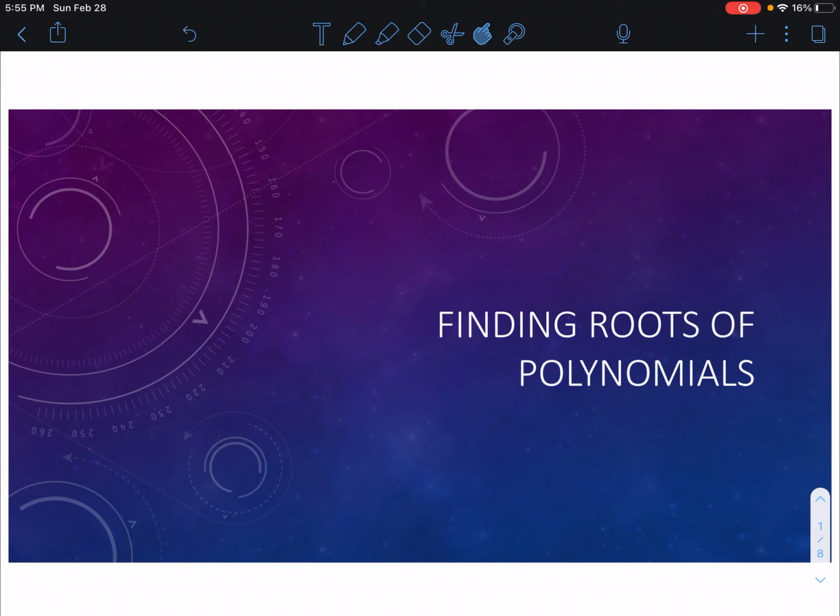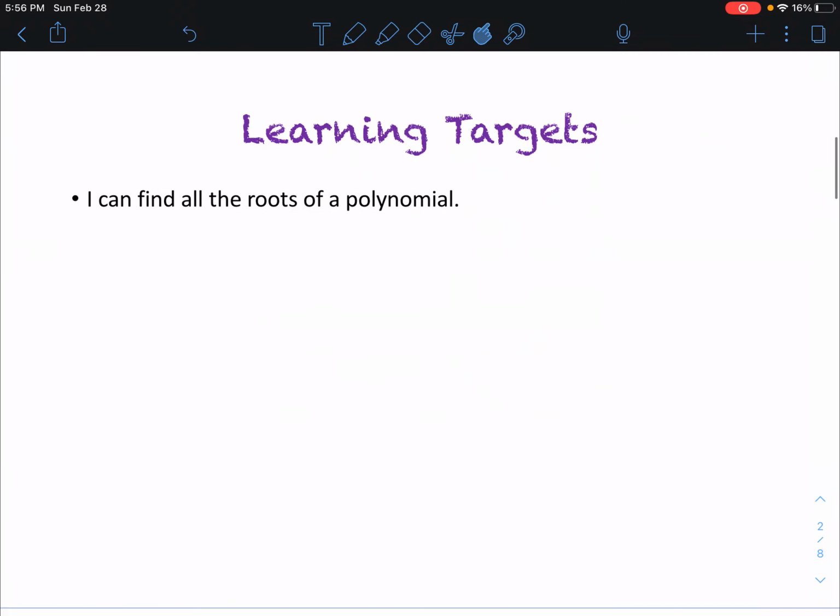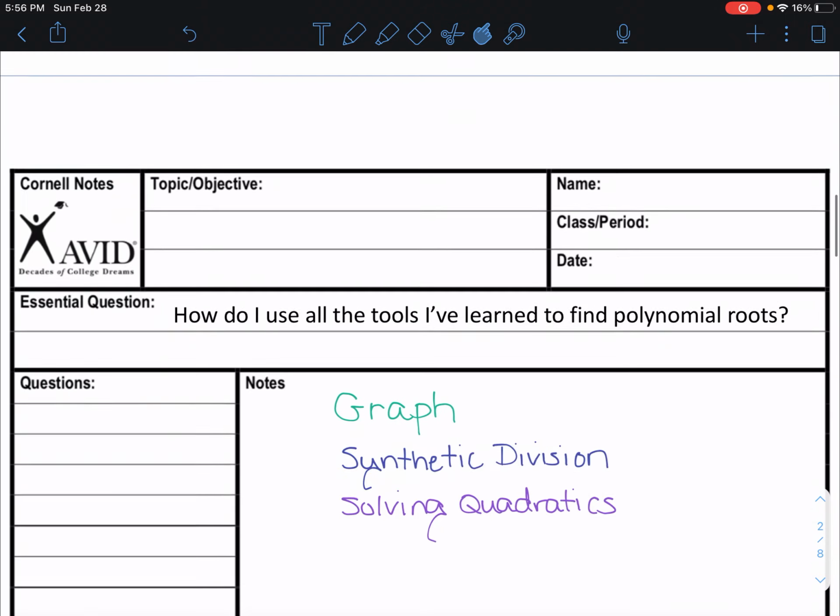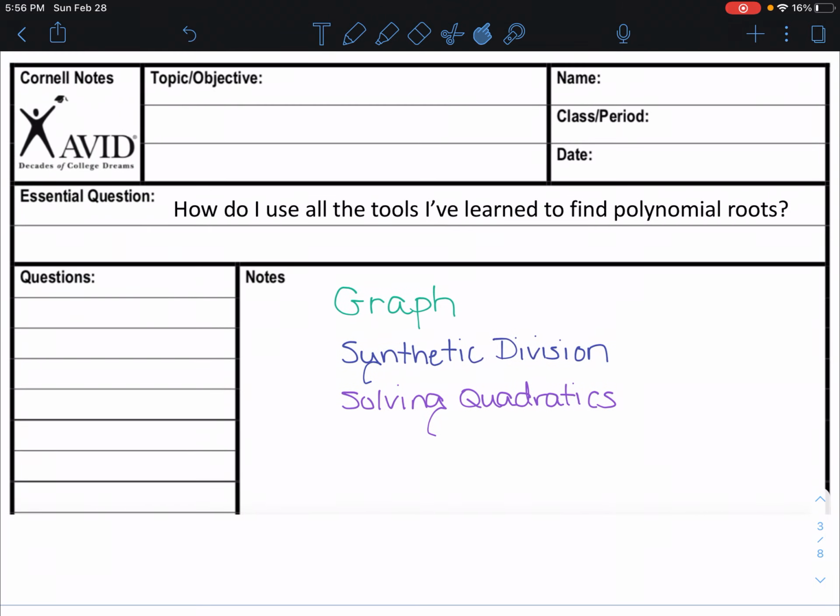All right, so now we're putting this all together to find roots of polynomials. And we should be able to find all of them, imaginary and real. Okay, so we're going to put together all the tools that we've learned to be able to do this.